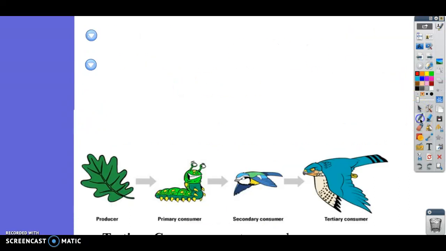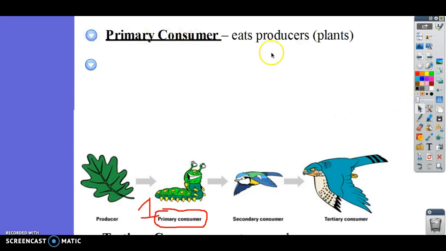You have probably seen a food chain before. So here's a food chain. We have a plant, it's a producer, because it makes its own food. The caterpillar eats the plant, so the caterpillar is what we're going to call the primary consumer. Primary means number one. So a primary consumer eats producers, or eats plants. This is typically the second thing on our food web. The first thing is the producer. The second thing, whatever eats the producer or the plants, is called the primary consumer.